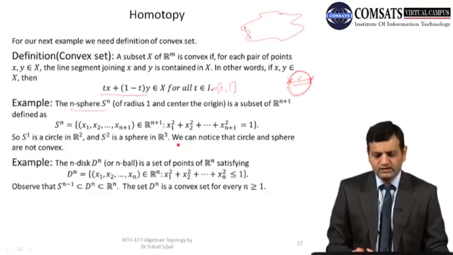As I said earlier, these n-spheres are not convex. They are not convex for the same reason as we discussed for the circle.